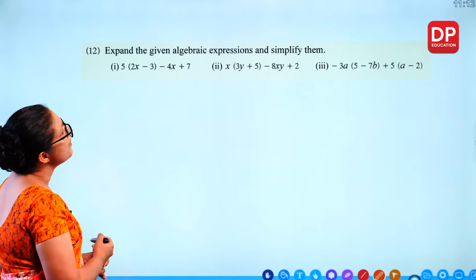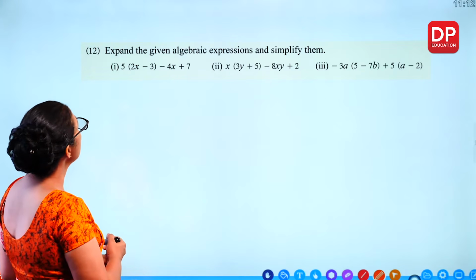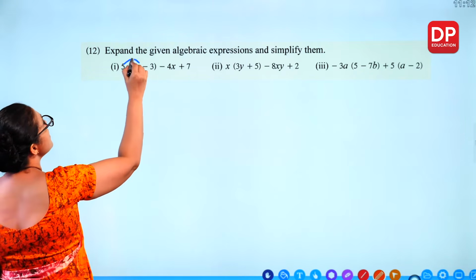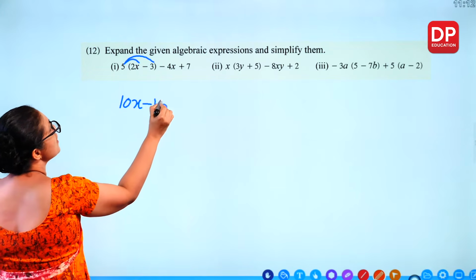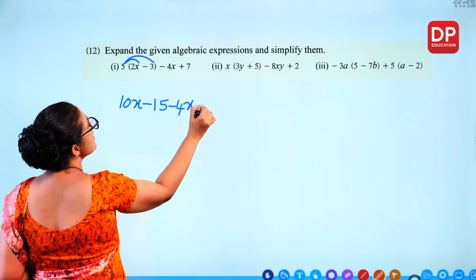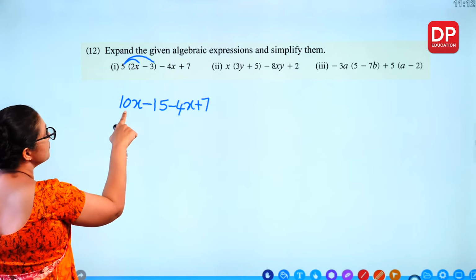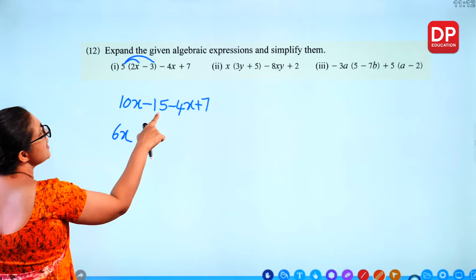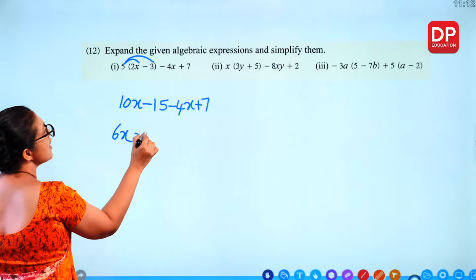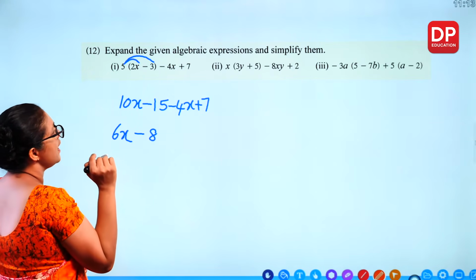Expand the given algebraic expressions and simplify them. So first we'll expand it and then simplify. 10x minus 15 minus 4x and 7 there. 10x minus 4x is 6x. Minus 15 and 7, you get minus 8.